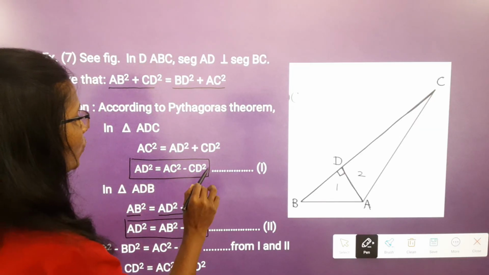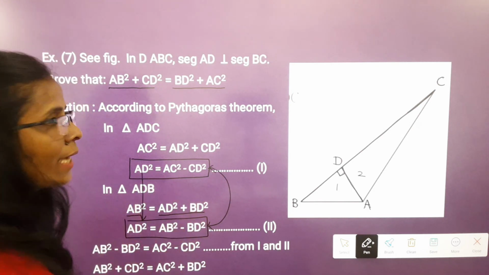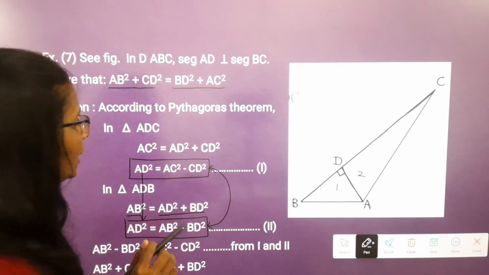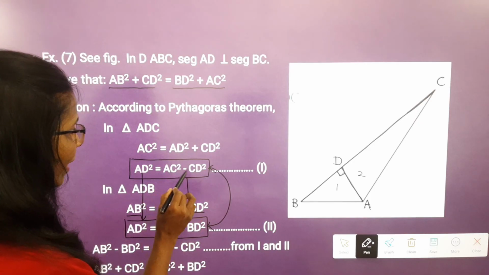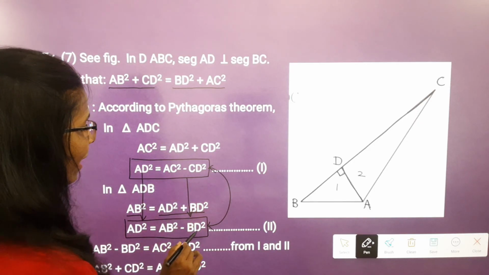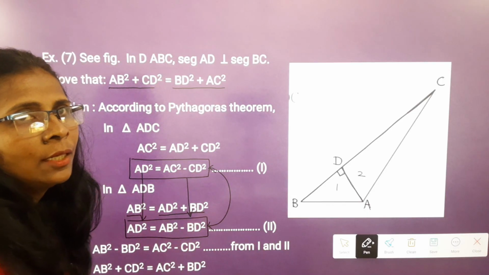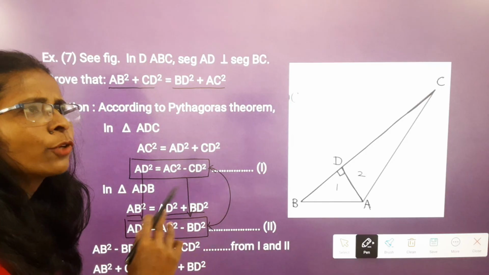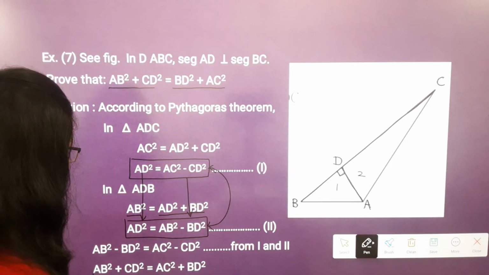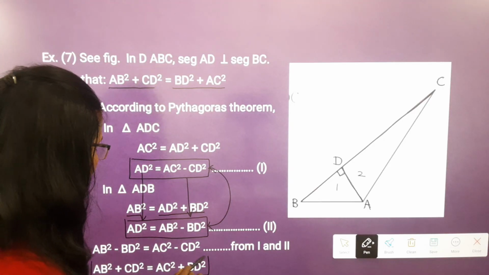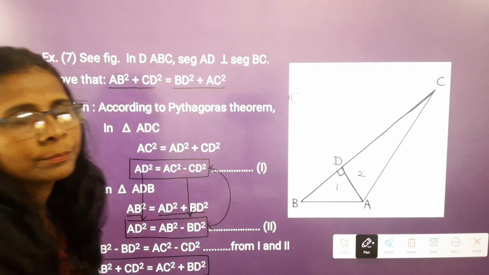Now observe these two equations, students. AD square, the left hand sides are equal, that means the right hand sides are equal, that is AC square minus CD square is equal to AB square minus BD square. By arranging the terms, interchanging the terms from left to right, then we have AB square plus CD square is equal to AC square plus BD square.